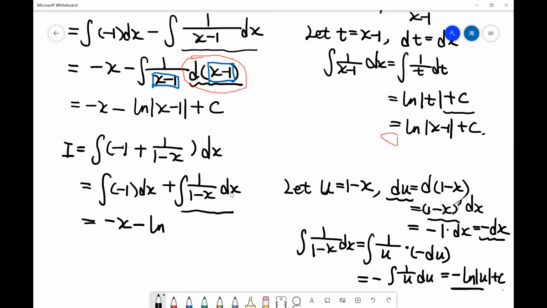If you use 1 minus x here, the sign should be changed. So that should be ln, minus ln. Yeah, that is here. That is x. Sorry, ln plus c, because you know that the absolute value of x minus 1 equals the absolute value of 1 minus x, right? Here should be the minus sign here. Don't forget it.